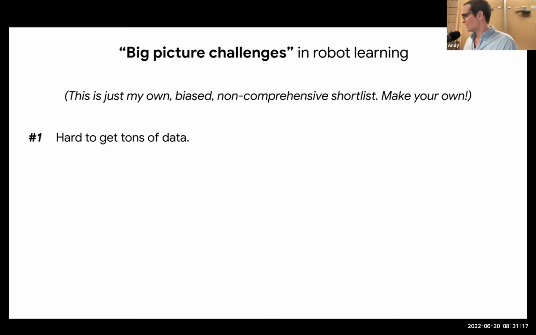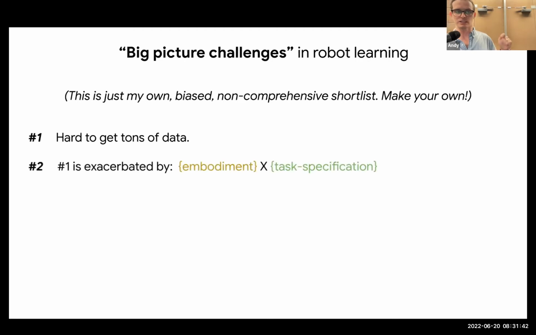So I would say my number one is that it's very hard to get tons of data. If you want to do learning, by definition you need data. In robotics, we can get a good amount of data, but it's very hard to get a ton of data. And I think that is one of the fundamental challenges of the field, and I put it as a separate item. Number two here is exacerbating number one, which is that number one is exacerbated by the embodiment across task space, the explosion of the space over which the data needs to exist.